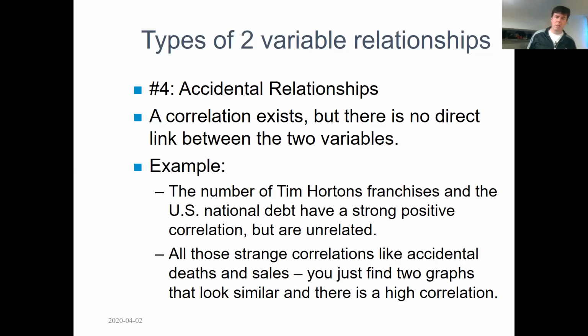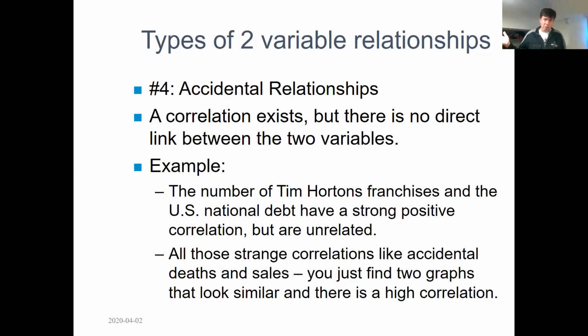Accidental relationships. I had a student that went and graphed this once as an example. This was a number of years ago when Tim Hortons franchises were exploding across Canada, also when they moved Tim Hortons into the States. And there was a strong positive correlation over about a 10-year period of the increase in Tim Hortons locations and the US national debt. Completely unrelated. It just happened that they both were on a very steady positive increase. And as a result, there was a strong positive correlation.